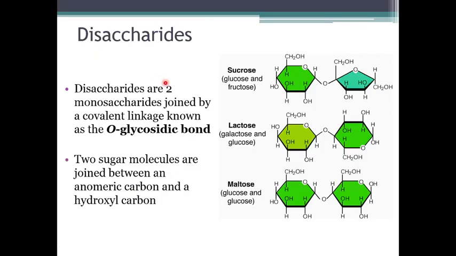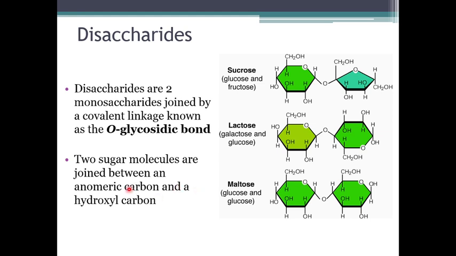What are disaccharides? Disaccharides are two monosaccharides joined by a covalent linkage known as an O-glycosidic bond. Some of the examples are sucrose, lactose, and maltose. Sucrose is a combination of glucose and fructose joined together by a glycosidic linkage. Lactose is between galactose and glucose by a glycosidic linkage. Maltose is a dimer of two glucose molecules, again formed by a glycosidic linkage.